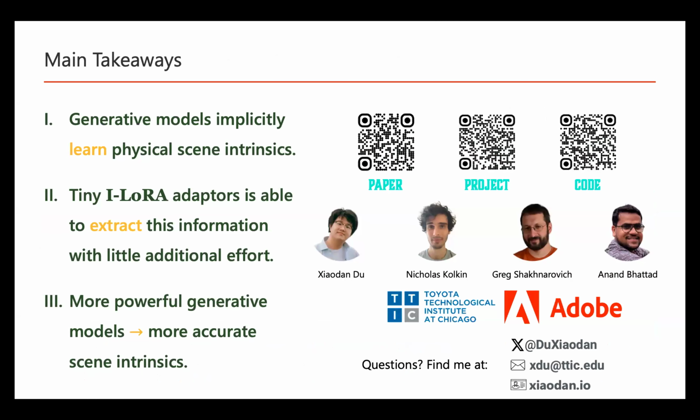So finally, the 3 main takeaways of this presentation. First, generative models implicitly learn physical scene intrinsics. Second, tiny iLoRA adapters are able to extract this information with little additional effort. Last but not least, more powerful generative models give more accurate scene intrinsics.